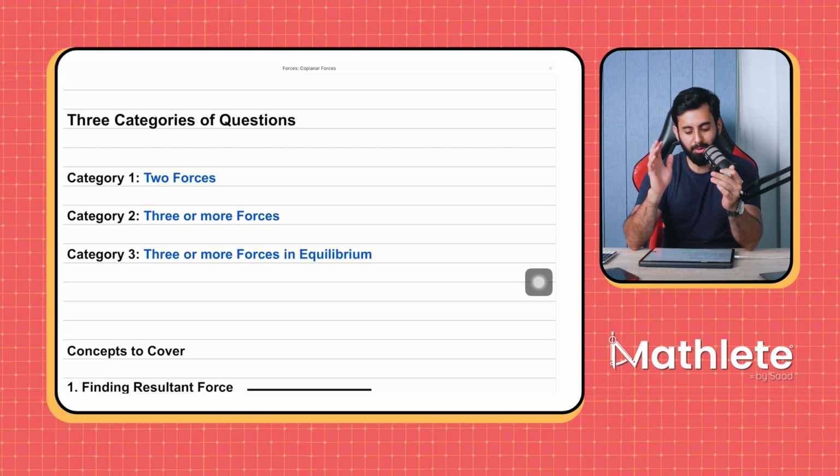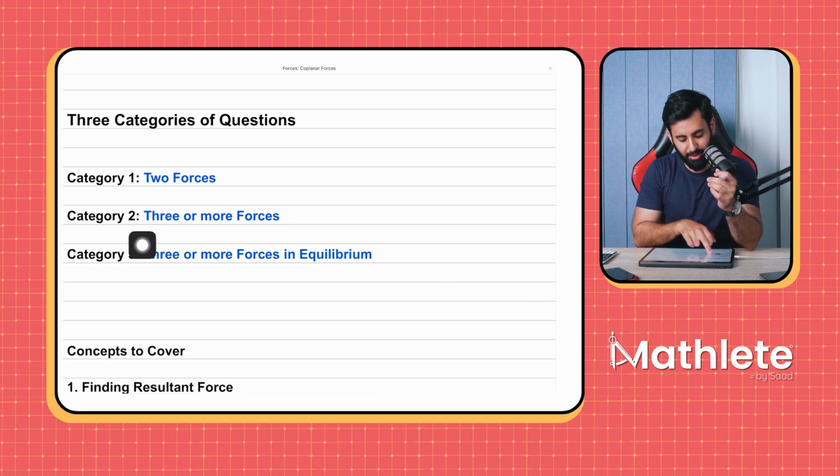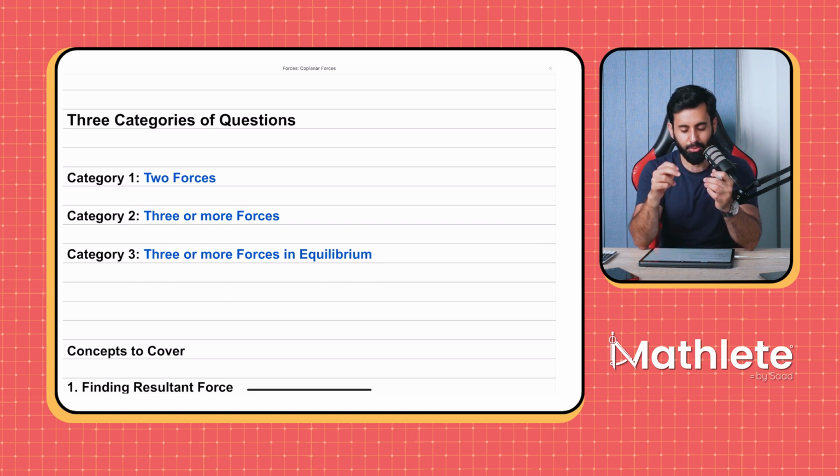So in this video, we will be looking at the two categories that we haven't covered so far. That is category 2 and category 3 of forces, and that is coplanar forces. So category 2 is where you have 3 or more forces, and category 3 is where you have 3 or more forces in equilibrium. Now we have learned the basic concept, which is how to break down a force or resolve a force into X and Y components if it is not horizontal or vertical.